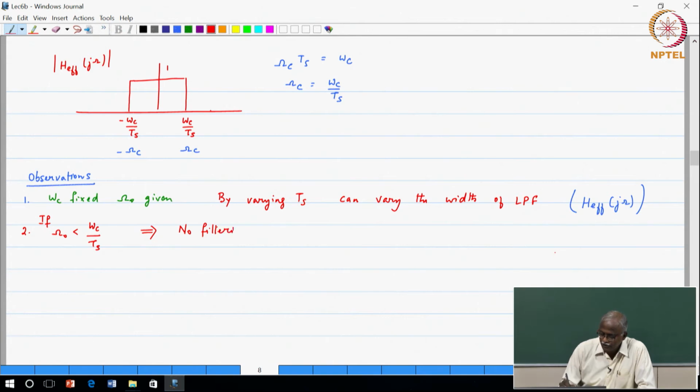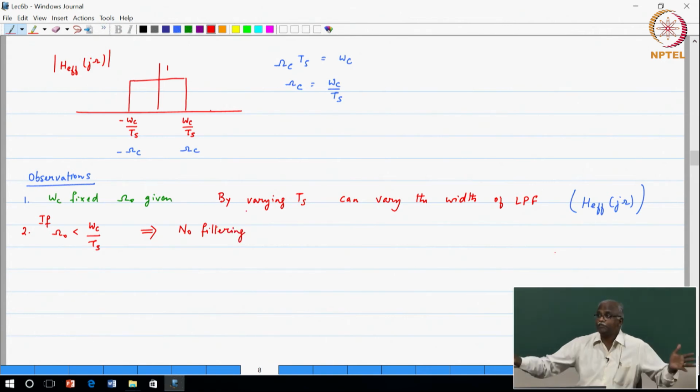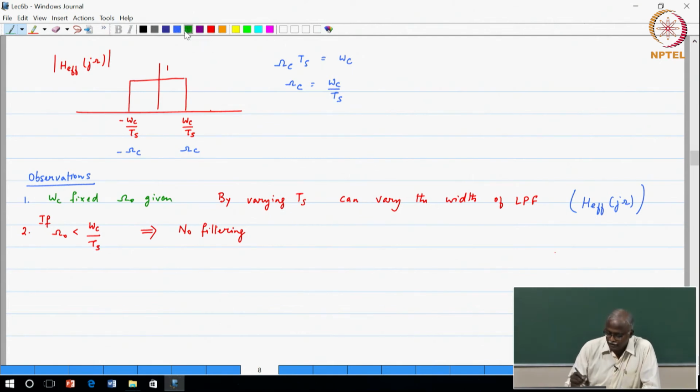So, you actually can see that you can vary the filtering all the way from something where there is very tight filtering to almost no filtering. Okay. Now, here comes a couple of very interesting and important observations in the context of our discussions so far.